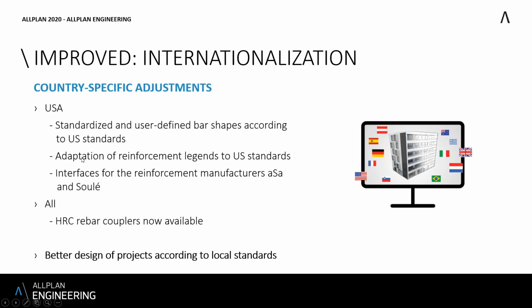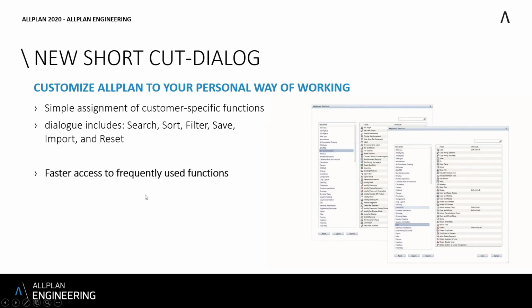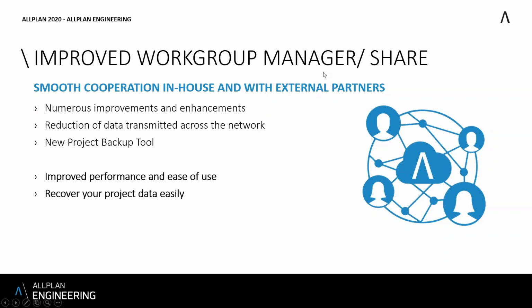Okay, so for the international market, they implemented some of the requests for the US market and added some couplers. And they also made some customization for a new shortcut dialog to make it friendlier. And for Workgroup Manager, they invested. They made some improvements so that the data is pre-cached, it's running faster. So this translates to somewhere around, if I'm not mistaken, a 30% increase in speed. With in-house, meaning that you are within the same LAN network, so it's a local area network, or you can work through Allplan Share.